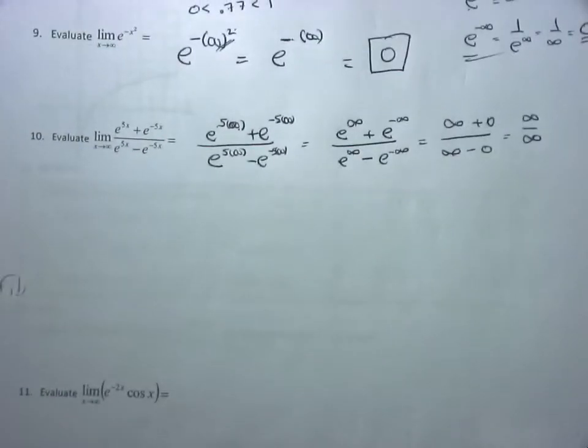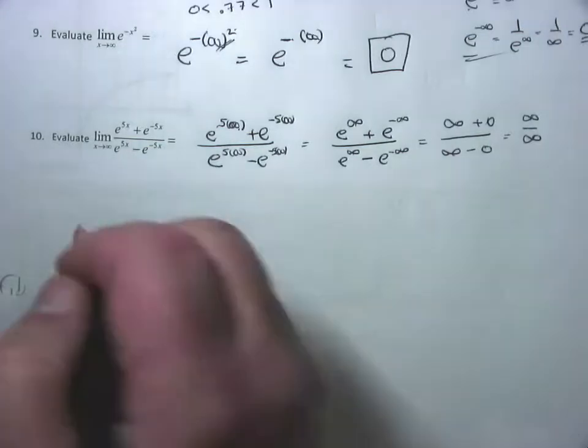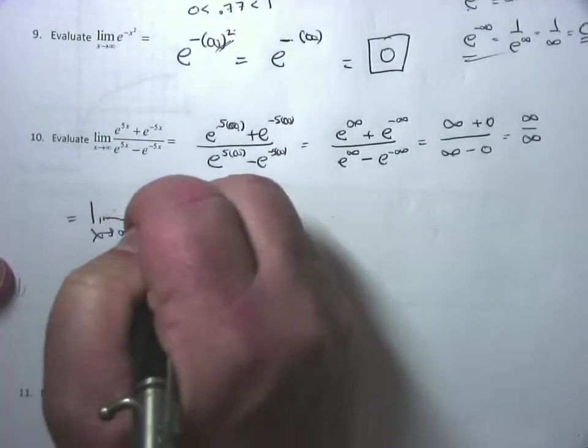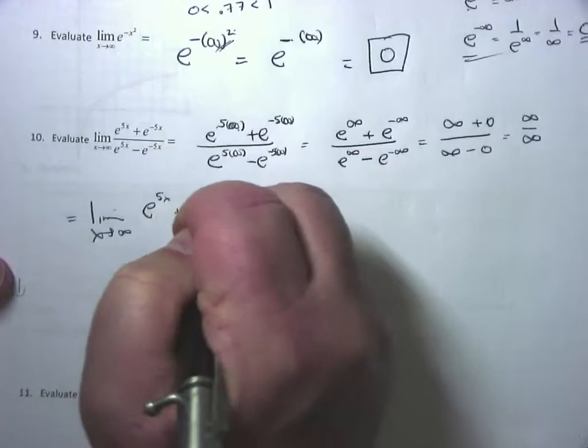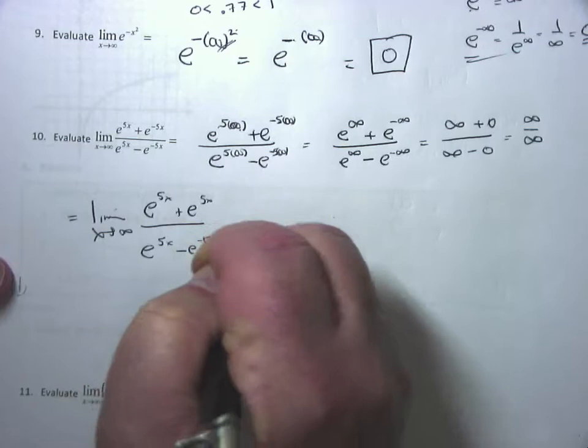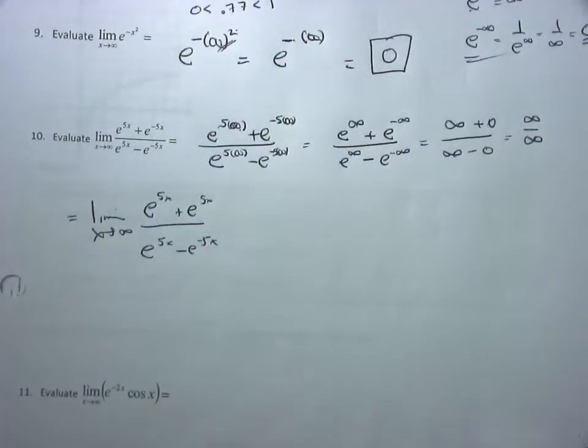You can't tell what's going on here. But I showed you the trick just a few seconds ago. When you get one of these infinity over infinities with these exponentials, you multiply by 1 over e to the highest power of the exponent, if you will. So here's what you should do. This will be equal to the limit as x approaches infinity of e to the 5x plus e to the negative 5x over e to the 5x minus e to the negative 5x. What has the largest power in your denominator? Is the largest power a 5x or a negative 5x?